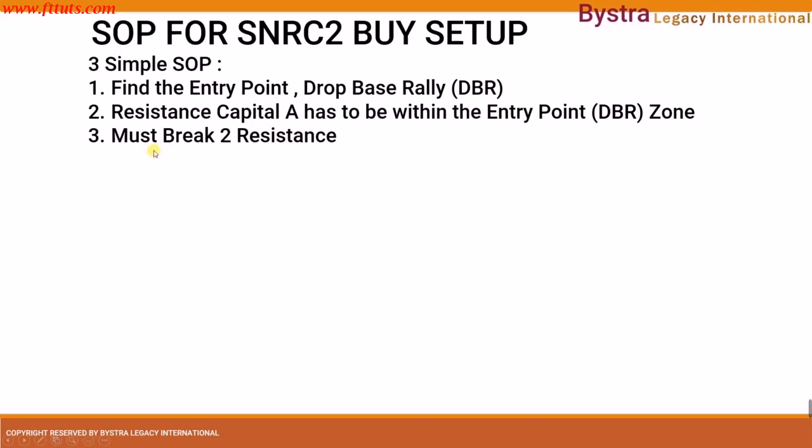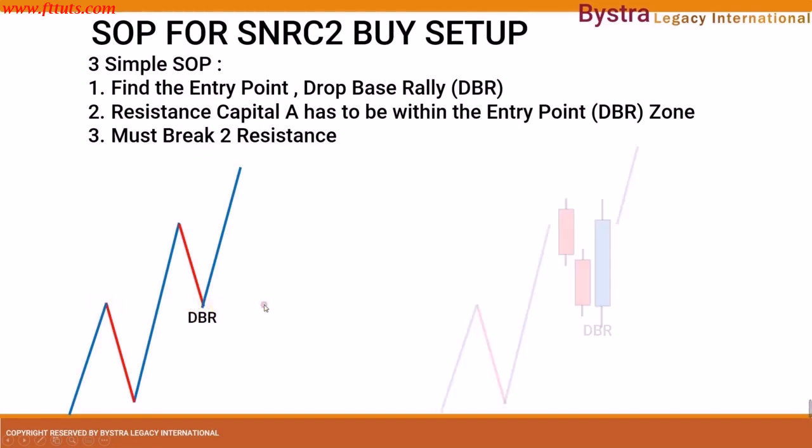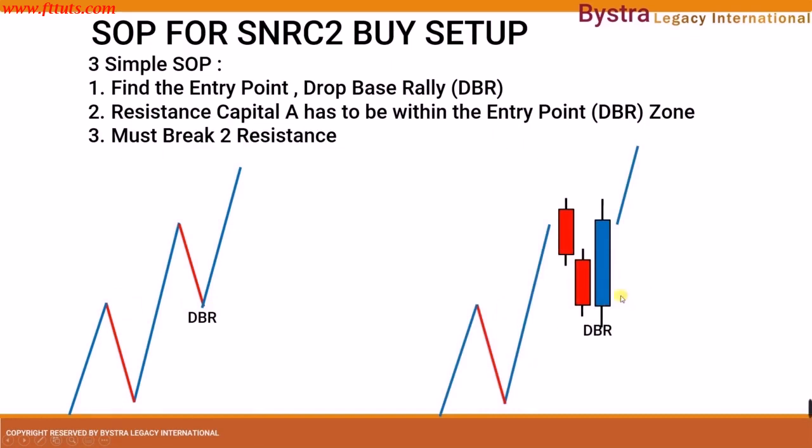The next one is to break through resistance. Now let me explain to you here. So this setup is a buy setup. As you can see, this will be our capital A drop-based rally. Whereas if you look at the candlestick, it will look something similar like this. For this example, I'm going to use the bullish engulfing as our drop-based rally. It doesn't have to be a bullish engulfing. It could be a different candlestick as well. Most important part, we have to identify that it is a drop-based rally, and it is aligned together with the capital letter A.